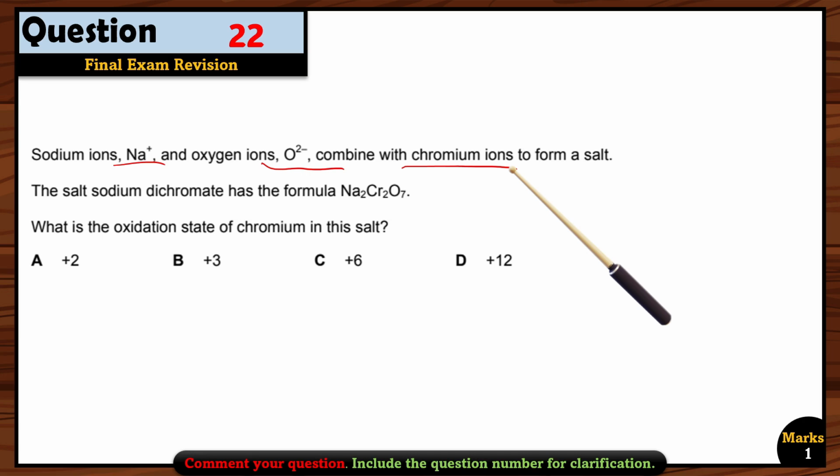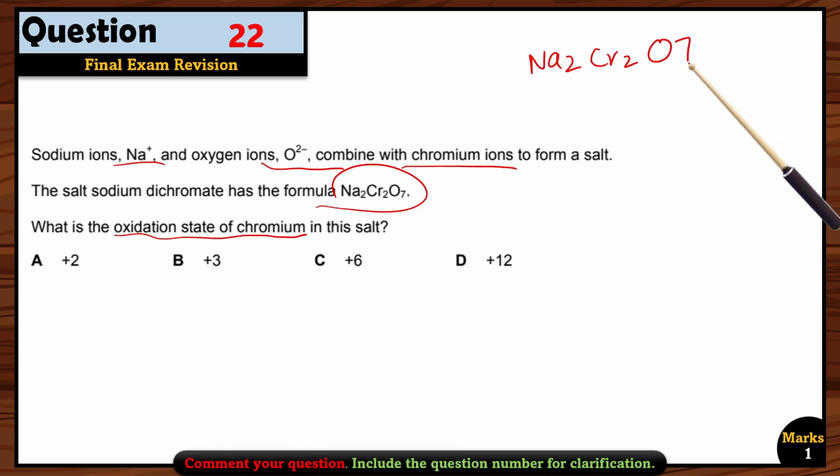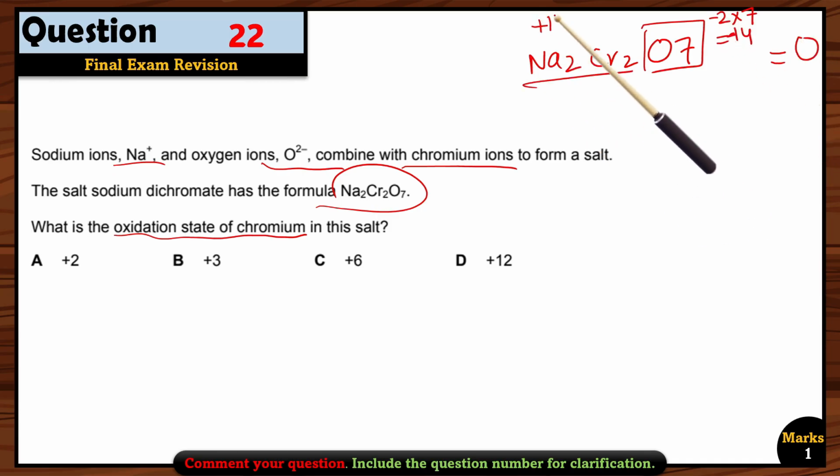So this is how you will do. They already have given you the formula, and they are asking you now what is the oxidation state of chromium in this salt. So if you see, we have Na2Cr2O7. What is the oxidation state of oxygen? Of course, it's -2. So -2 into 7 is equal to -14, right? Your answer should be 0 at the end. If this one is -14, then this should be +14, because both of them are metals, and metals always have a positive charge, right?